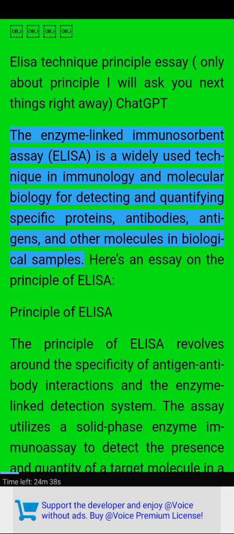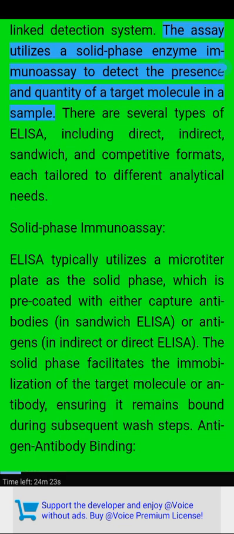The enzyme-linked immunosorbent assay (ELISA) is a widely used technique in immunology and molecular biology for detecting and quantifying specific proteins, antibodies, antigens, and other molecules in biological samples. Here's an essay on the principle of ELISA. The principle of ELISA revolves around the specificity of antigen-antibody interactions in the enzyme-linked detection system. The assay utilizes a solid-phase enzyme immunoassay to detect the presence and quantity of a target molecule in a sample. There are several types of ELISA, including direct, indirect, sandwich, and competitive formats, each tailored to different analytical needs.